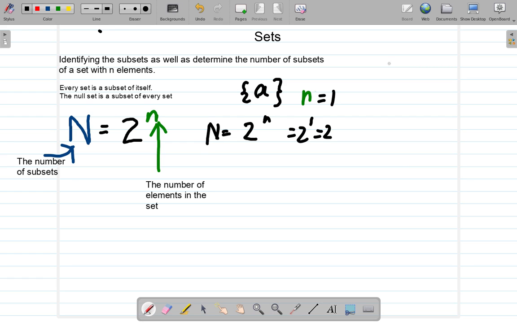I wonder what these subsets are. Let's see if we can get them out here. You have A itself. Oh, remember, the null set is also a subset of every set. So there are 2, the null set and A, the set that contains A itself. Okay, good. So it's still working.